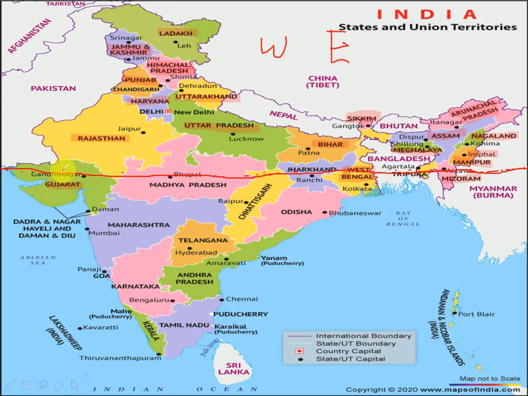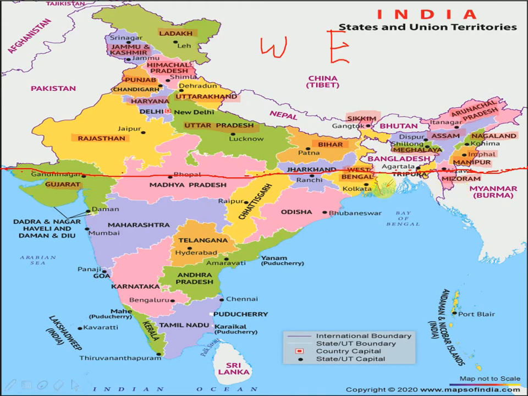So I think Gujarat, Rajasthan and Madhya Pradesh are clear. If you see here, we have one state that has been separated from Bihar. We have one state which is just a neighbor of Odisha. So sometimes we confuse between Bihar and Odisha, Chhattisgarh and Jharkhand. There is a lot of confusion that happens.